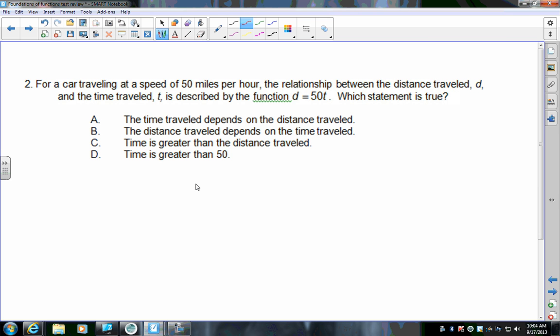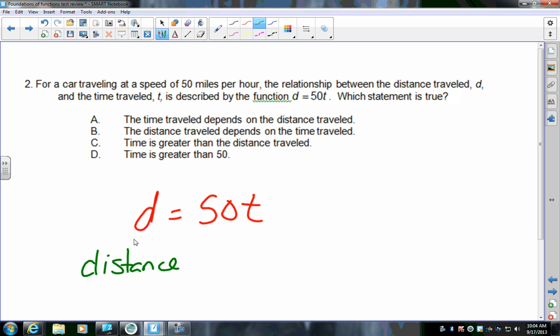On number 2, it asks you which statement is true. It says for a car traveling at a speed of 50 miles per hour, the relationship between the distance traveled d and the time traveled t is described by d equals 50t. This is saying that the distance, that's what d is, the distance depends on the time. The distance traveled depends on the time. It would be letter B.